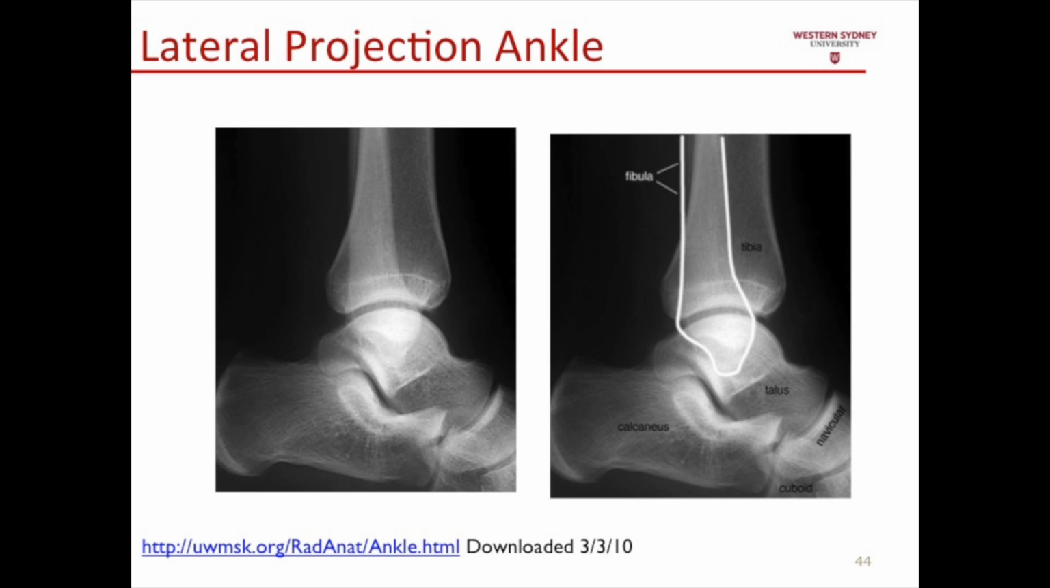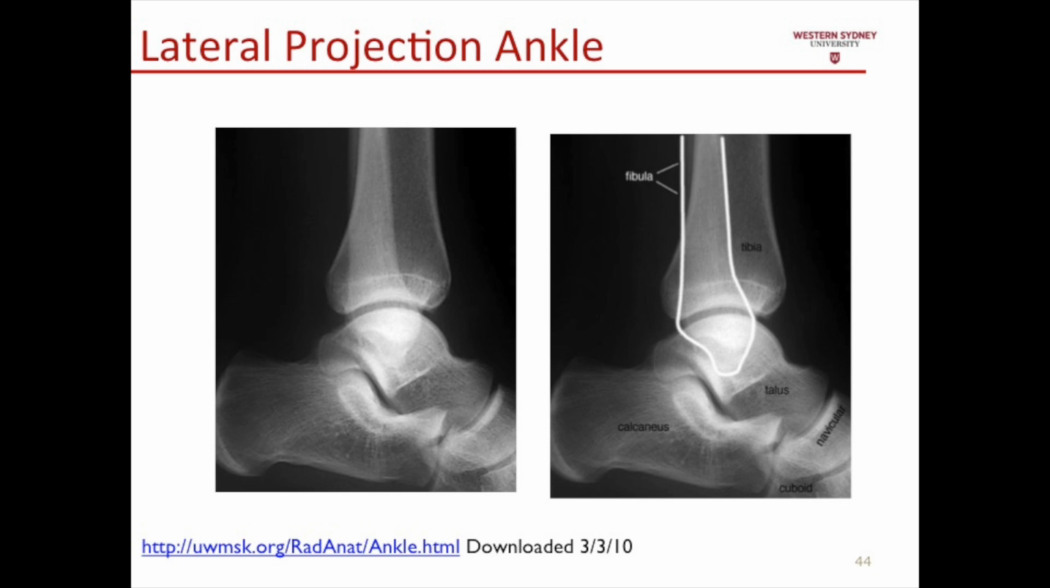In this slide, we can see a lateral projection of the ankle. So what we can see is that the X-ray beam would have first hit the lateral malleolus, and we can see that this is superimposed over the top of the medial malleolus. You will see the image to the right shows the outline of the fibula, which is superimposed over the top and highlights the tibia, calcaneus and talus.